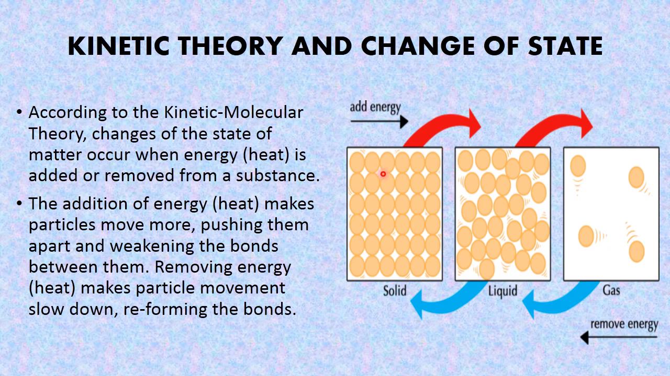Now, as you can see right here, as solid is being changed to liquid and liquid changed to gas, energy in form of heat is what will make that happen. It is what will make the process of changing from solid to liquid and from liquid to gas happen. But if gases will change back to liquid and liquid will in turn change back to solid, you need to remove energy. In other words, you need to remove heat for that to happen.